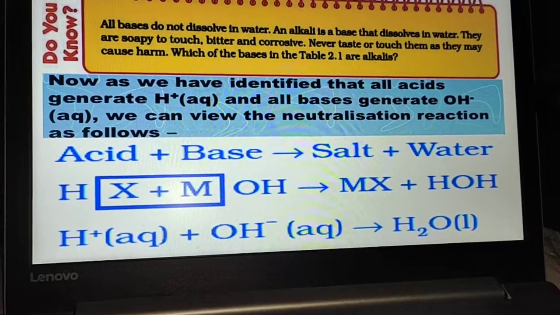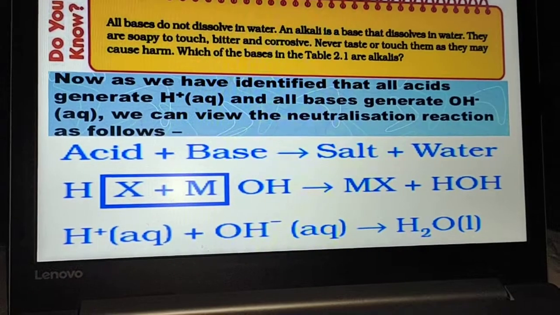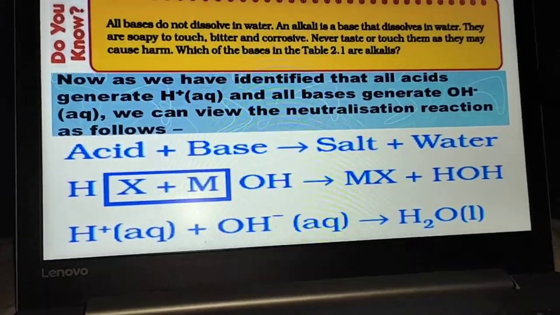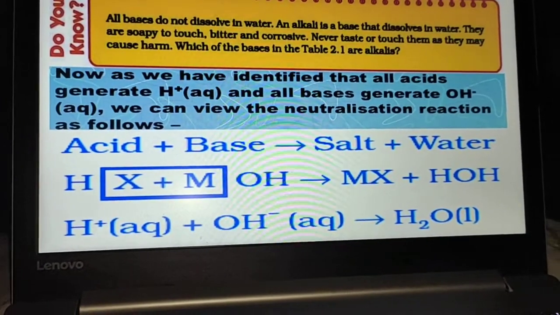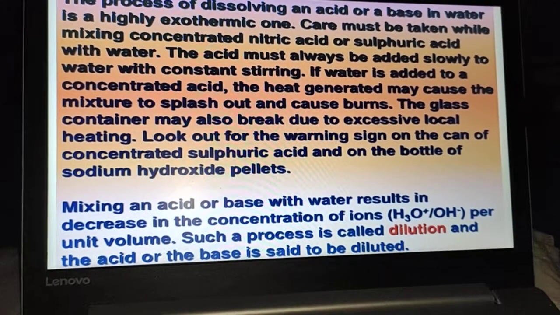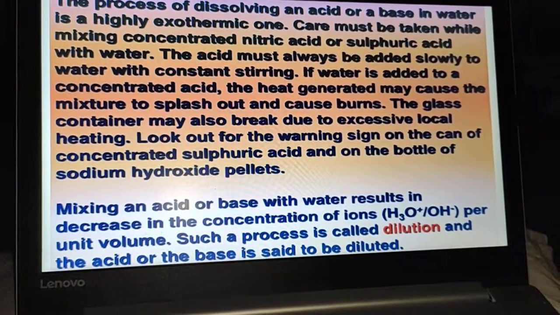Acid plus base give you salt plus water in the standard equation: HX plus MOH gives MX plus H2O. So here H+ plus OH- give you H2O. The process of dissolving an acid or a base in water is highly exothermic.